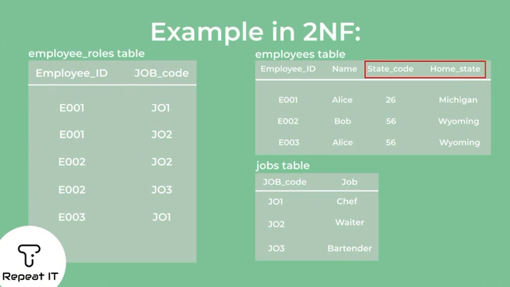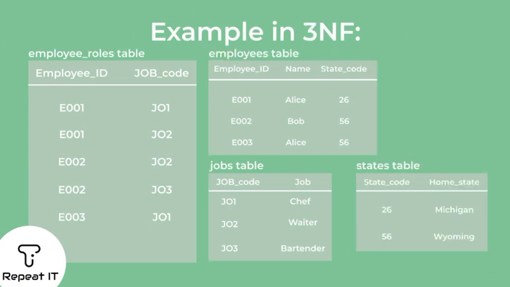And in order to make it third normal form, we should remove transitive functional dependencies. Transitive functional dependency is when one non-key attribute depends on a second non-key attribute. And here, one non-key attribute, home state, is dependent on the state code attribute. And now we separated them into another table. Now, in the employees table, we have employee ID, name, and state code as a foreign key from the states table. And we can say that our database is now fully normalized.